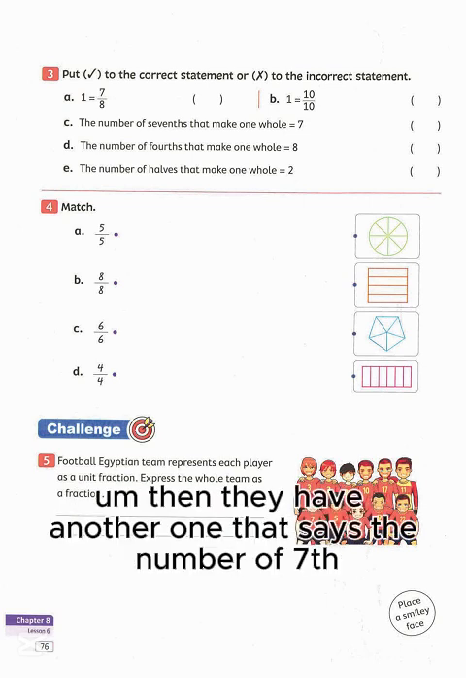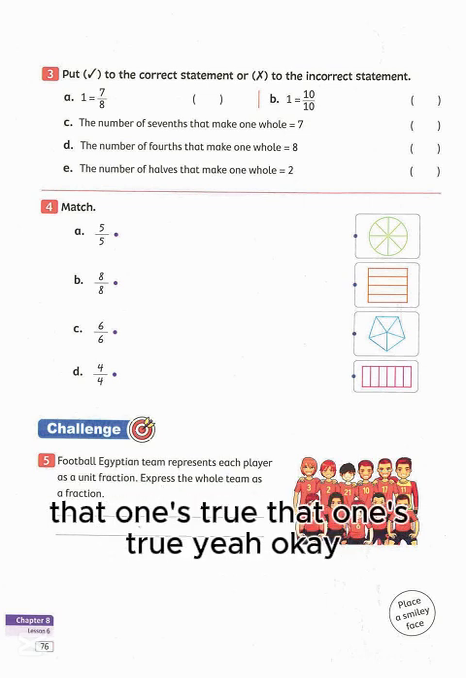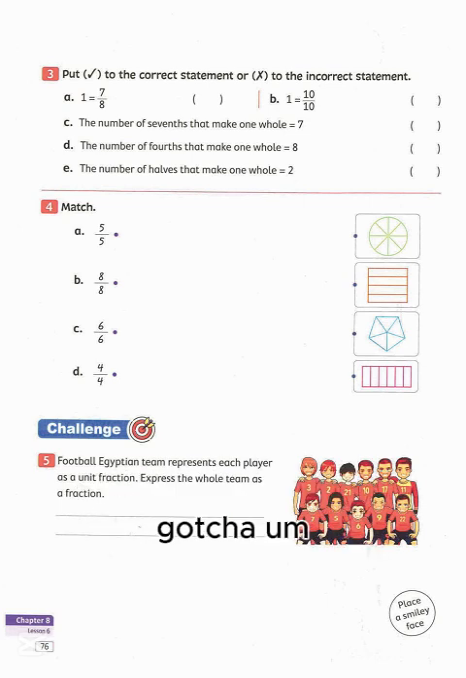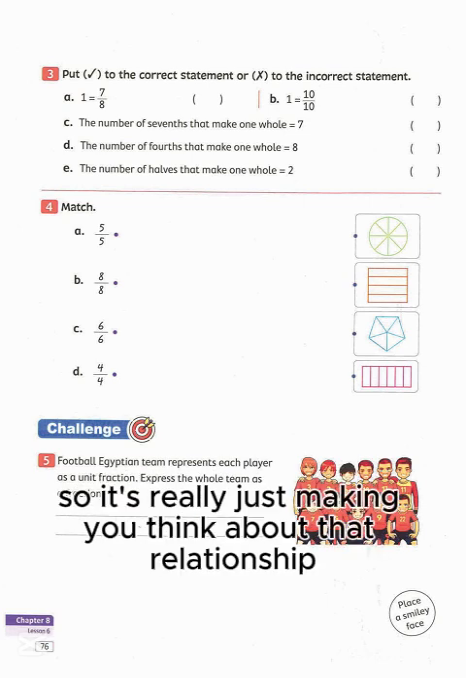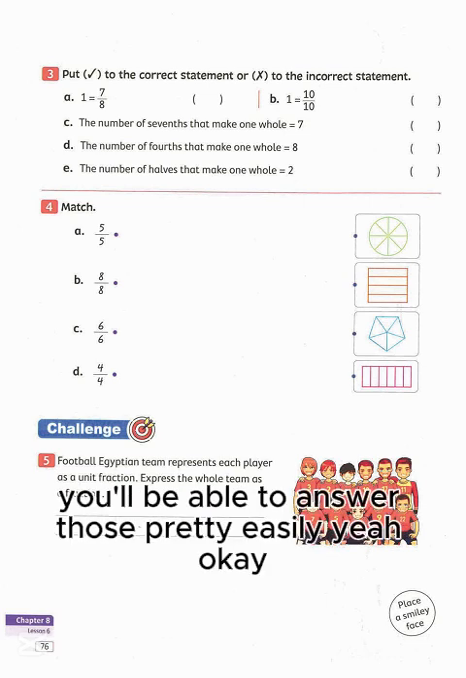Then they have another one that says the number of sevenths that make one whole equals 7. That one's true. And they have similar ones for fourths and halves and things like that. So it's really just making you think about that relationship, and if you understand it, you'll be able to answer those pretty easily.